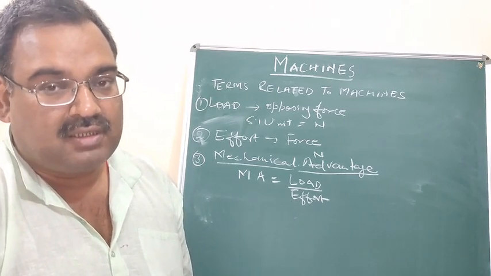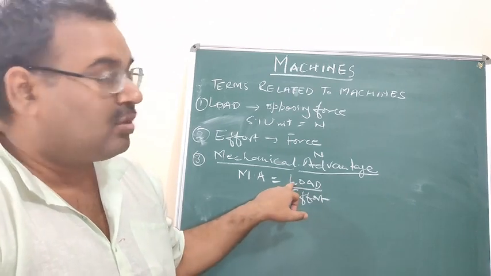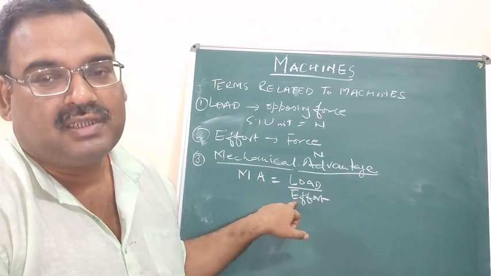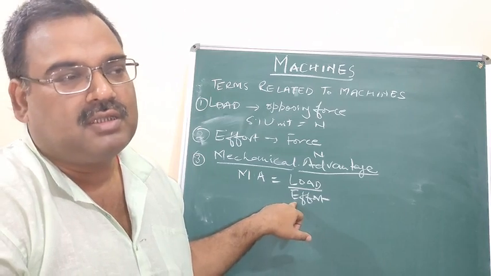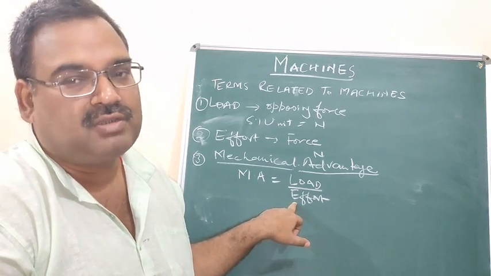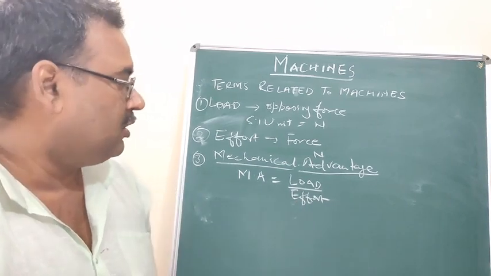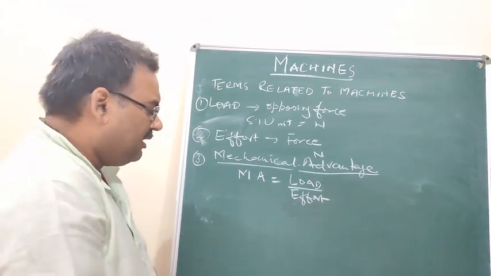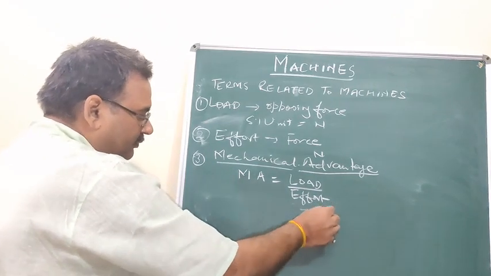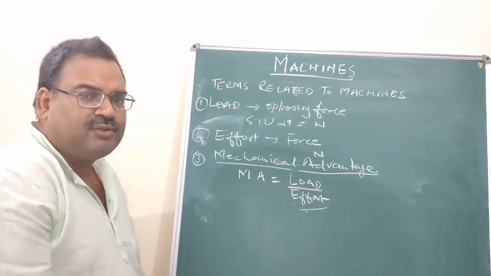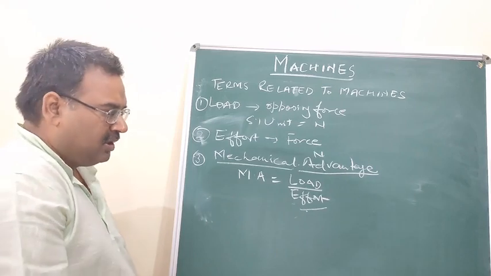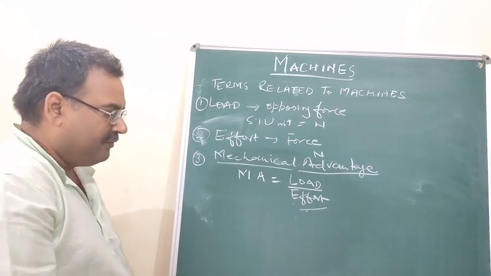SI unit: load in Newton, effort in Newton, both the units cancel out, it's a pure ratio. It has got no unit. Now, this formula, the ratio of load to effort, will give you three conditions.